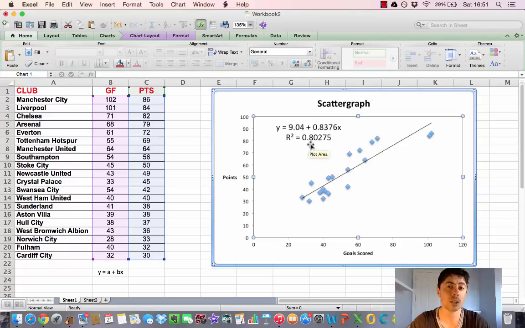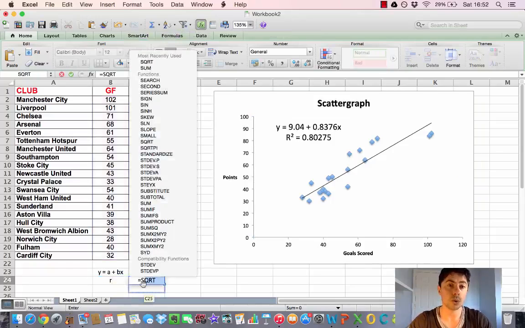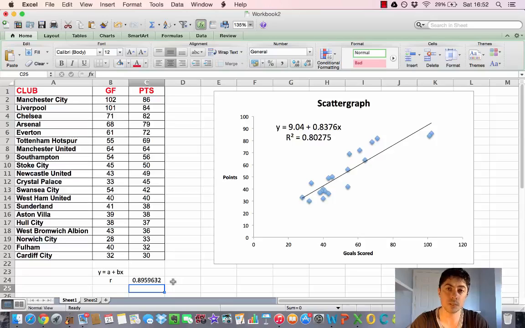Alternatively, we could look at the correlation coefficient, which is represented by the letter R. And I'm just going to do a calculation below here. And R is the square root of R squared. And we have a value of 0.8959. We don't express that in any unit of measurement. It's just expressed as a gauge from 0 to 1.